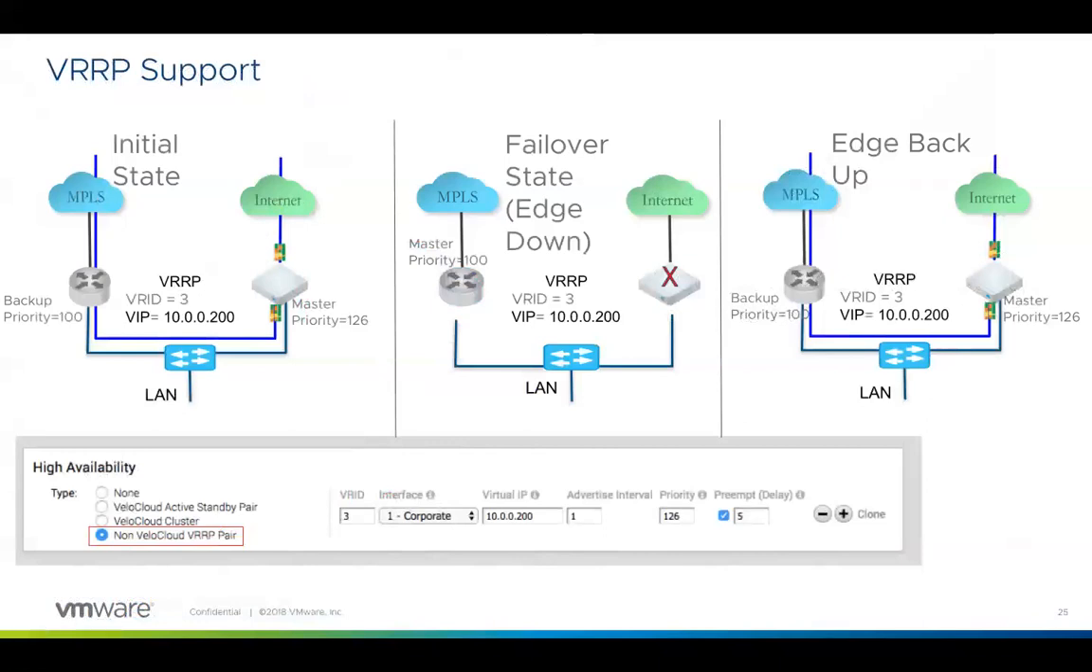So in this case, let's look at the failover scenario. If the edge completely goes down, then the VRP master would be the CE router, and traffic would simply flow out this way. When the edge comes back, it will re-advertise its priority that you set within the configurations. Hopefully it's higher than the CE router. Then traffic would go back through the edge device.